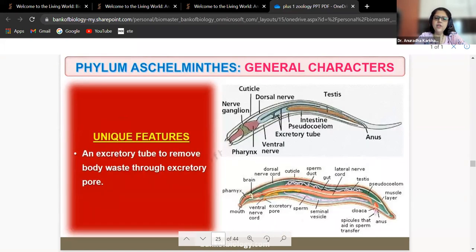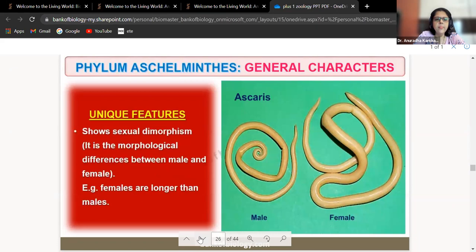An excretory tube is present to remove the body waste through the excretory pore. So here you saw this was the excretory pore, right? Through this pore, all the excretory waste will be thrown out. Okay, here you can see the excretory tube, and here you can see the excretory pore. It's a pore, it's an opening.